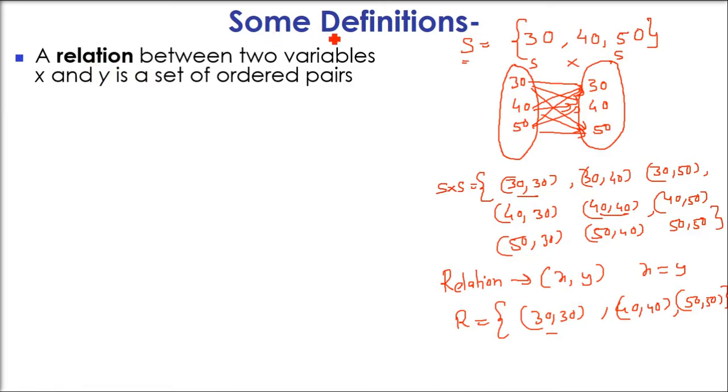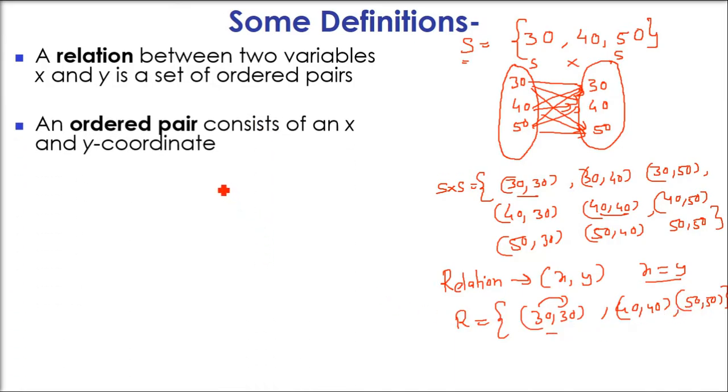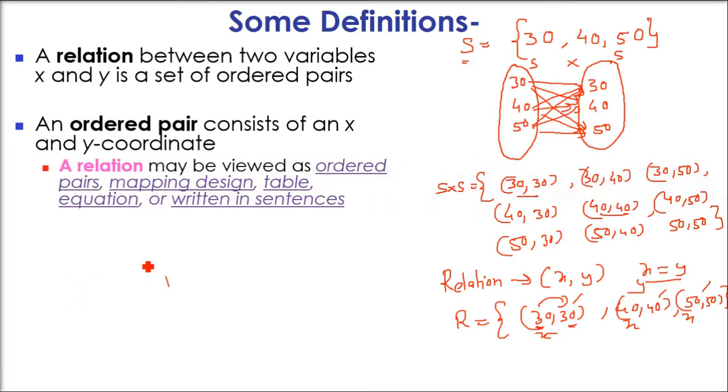Now come back again to this definition. A relation between two variables, x and y, we are talking about. These are two variables, x and y. And here we have a condition, that is x has to be equal to y. So now the relation is also an ordered pair. Ordered pair means two values. So an ordered pair consists of an x coordinate and a y coordinate, or you can simply say x and y values. I say coordinate because we can represent them on a graph as well. We'll see that in a short bit.